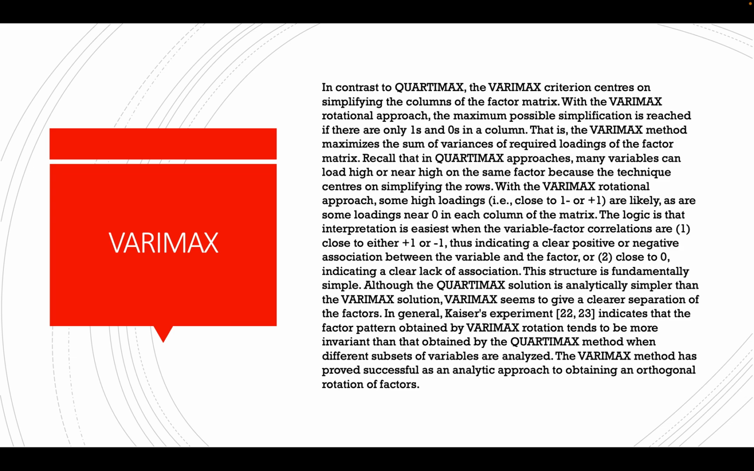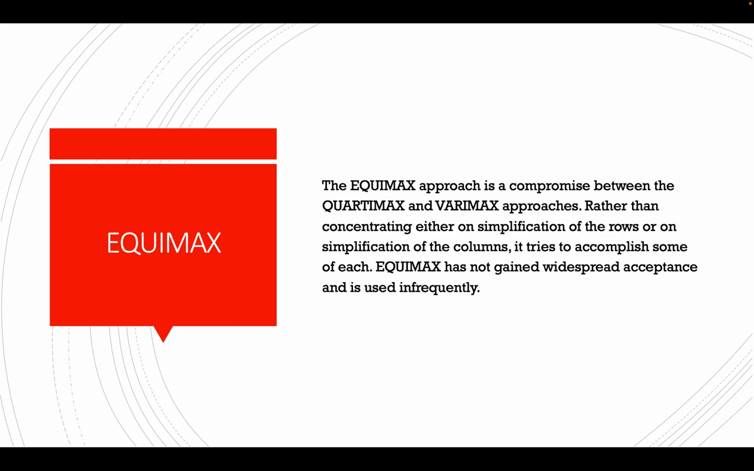The structure is functionally simple, although the Quartimax solution is analytically simpler than the Varimax solution. Varimax seems to give a clear separation of the factors. In general, Kaiser's experiments indicate that the factor pattern obtained by Varimax rotation tends to be more invariant than that obtained by the Quartimax method when different subsets of variables are analyzed. The Varimax method has proved successful as an analytical approach to obtaining an orthogonal rotation of factors.